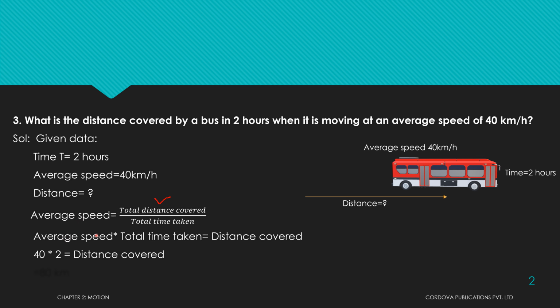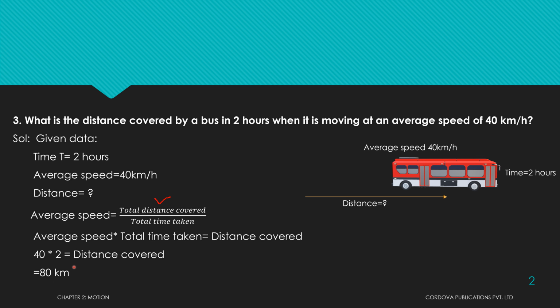Now you can just substitute the values in this. What is average speed? Average speed is 40 km per hour. And what is time taken? 2 hours. That is, 40 into 2 will be 80 kilometers it has traveled. The bus has traveled 80 kilometers.